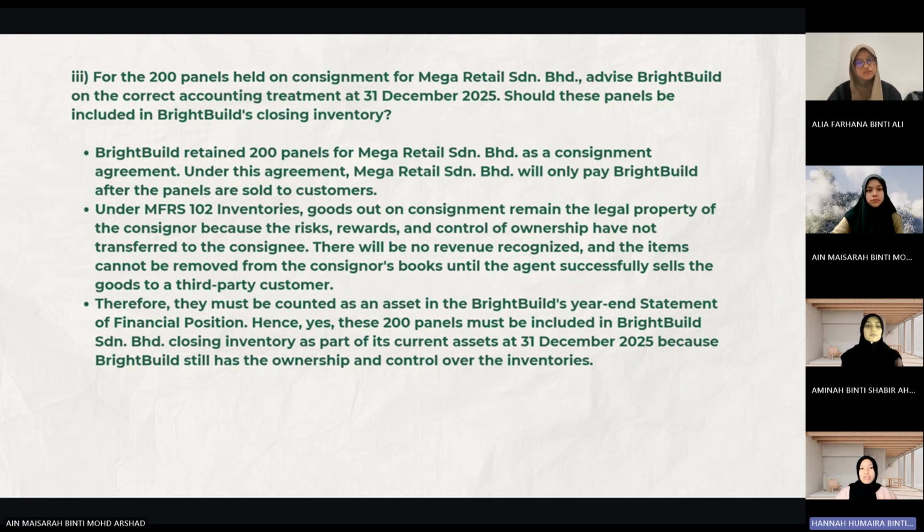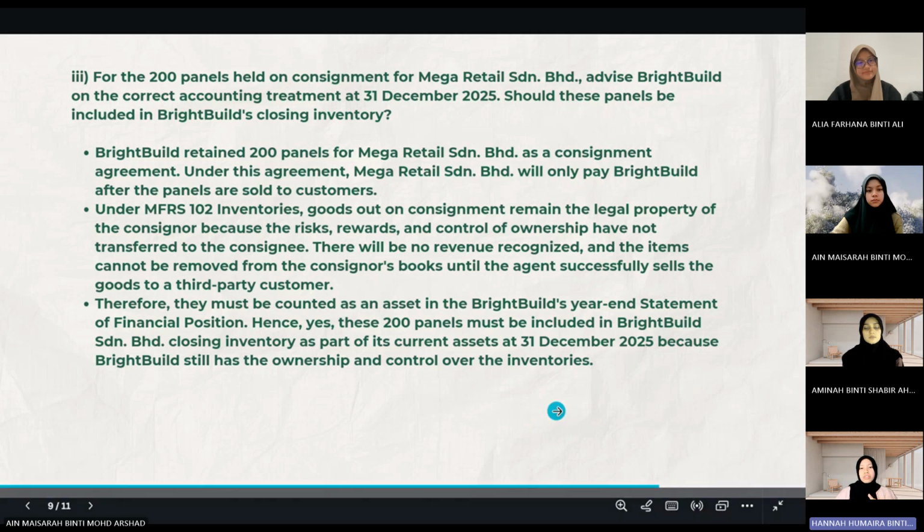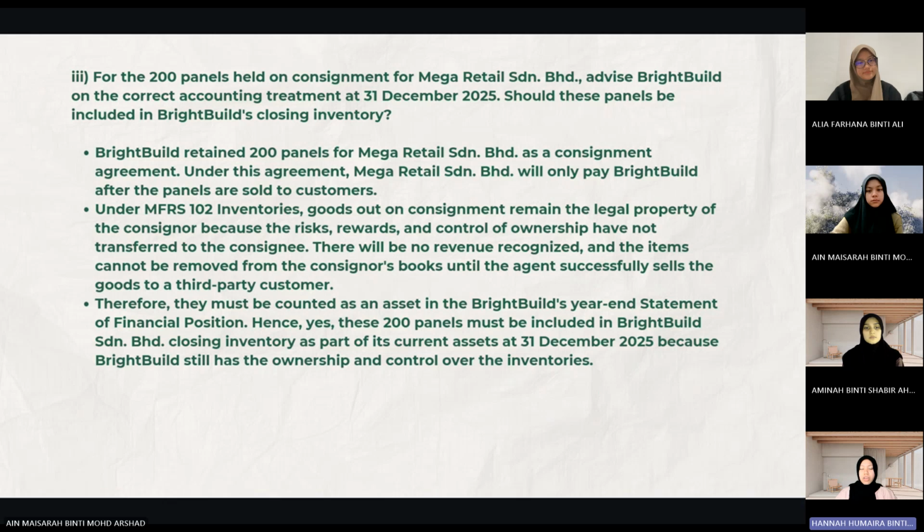Therefore, they must be counted as an asset in Bright Build's year-end statement of financial position. Hence, yes, these 200 panels must be included in Bright Build Sinar Berhad's closing inventory as part of its current assets at 31st December 2025 because Bright Build still has the ownership and control over the inventories.